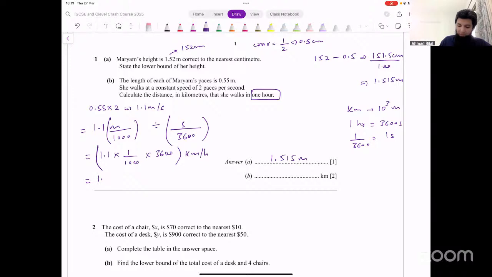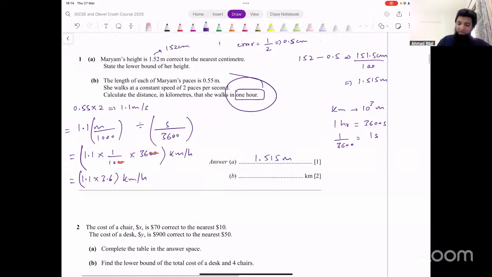This becomes 1.1 into, this gets cancelled. 36 over 10, that is 3.6. Okay, now keep it as it is for now. This is the speed that you've got in kilometers per hour. What are we looking for? We're looking for the distance traveled in 1 hour. So you just multiply it by 1 and that will give you the distance. How do you do this multiplication? Now 1.1 into 3.6. You can do this multiplication.